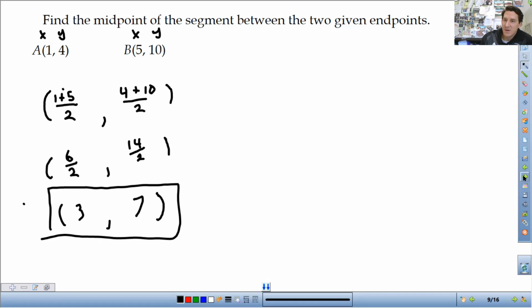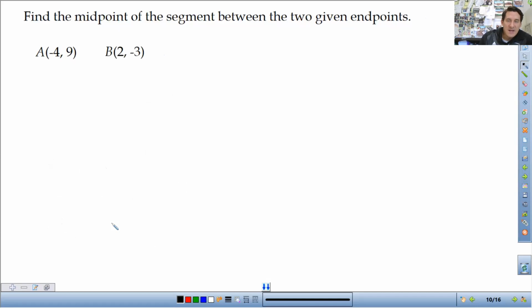All right, let's look at another example. Try again now with some negatives. With the negatives, you do the same thing. You add the x coordinates. This time, I'm going to do the x's in green just to color code things a little bit, and I'll do the y's in blue.